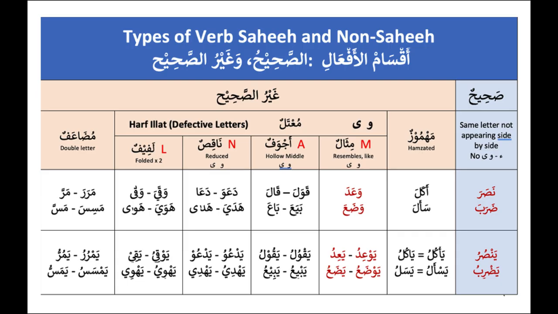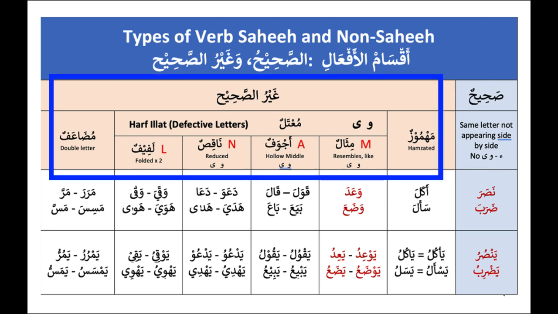Aqsamul af'ali, types of fi'l: as-sahihu, ghayru sahihu, regular verb or irregular verb. As-sahihu or regular verb is composed of all consonants, but the same letter does not appear side by side, and also there will be an absence of waw, ya, or hamza. These are called defective letters or harful illat.